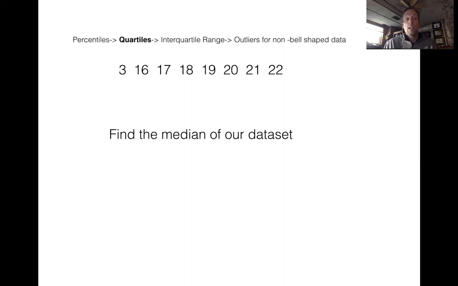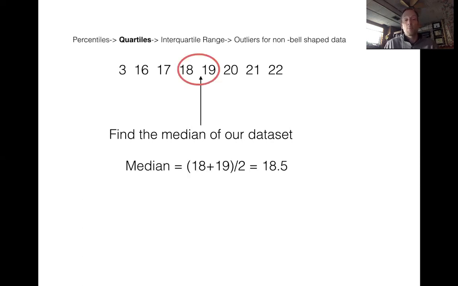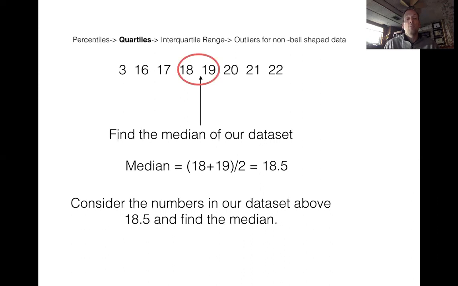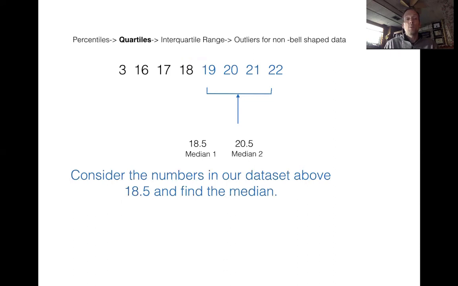In this case, we have an even data set. So when we go to find the median, we're going to have to average 18 and 19, and that's going to give us back 18 and a half. Now, the next thing we're going to do, we're going to look at all the numbers above 18.5, and now we need to find the next median. So we're considering all the numbers between 19 and 22, and then we need the median there.